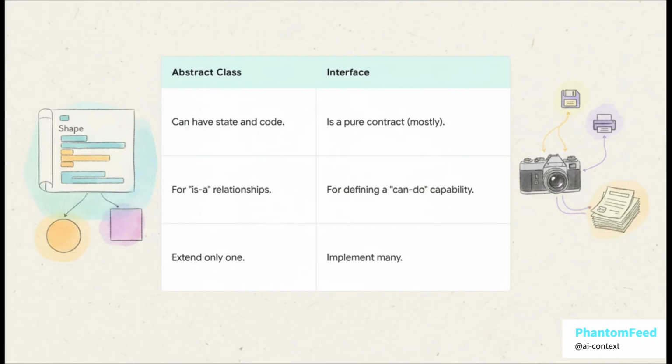In Java, you've really got two main tools to do this: abstract classes and interfaces. And here's the rule of thumb. You use an abstract class when you have a family of related is-a objects and you want to share some common code between them. You use an interface when you just want to define a capability, a contract, like this thing can be printed or this object can fly, that lots of totally unrelated objects might need to have.